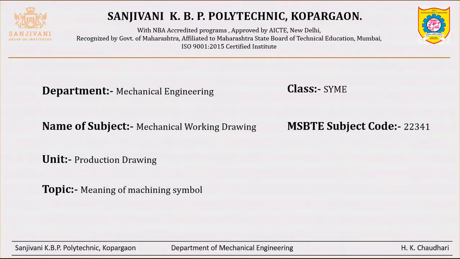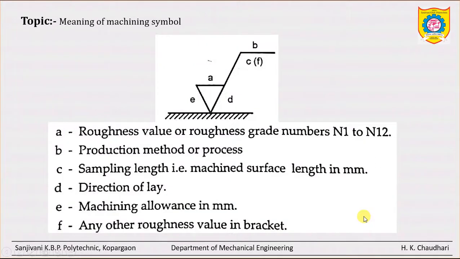Dear student, today we are going to discuss the topic meaning of machining symbol in production drawing. So, first of all, see what is machining symbol. We know there are so many manufacturing processes, for example, sand casting, die casting, forging, sawing, shaping, drilling, boring.